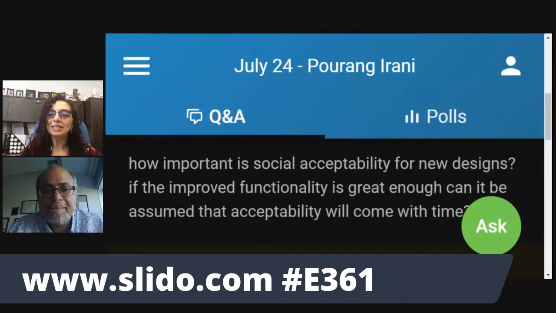The next question, how important is social acceptability for new designs? If the improved functionality is great enough, can it be assumed that acceptability will come with time? That's again a very good question. Yes, that's true. I think there's sort of this trade-off that we observe in equipment.